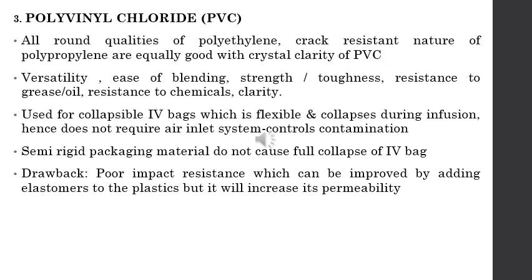The next example of plastic is PVC, or polyvinyl chloride. Along with the properties mentioned for polyethylene and polypropylene, one additional good property which PVC possesses is crystal clarity. That means you can see through with clarity, so whatever contents are there, we can see through clearly. Then PVC is versatile. It is easy to blend. It has sufficient strength and toughness. It is resistant to grease and oil, and also to chemicals.